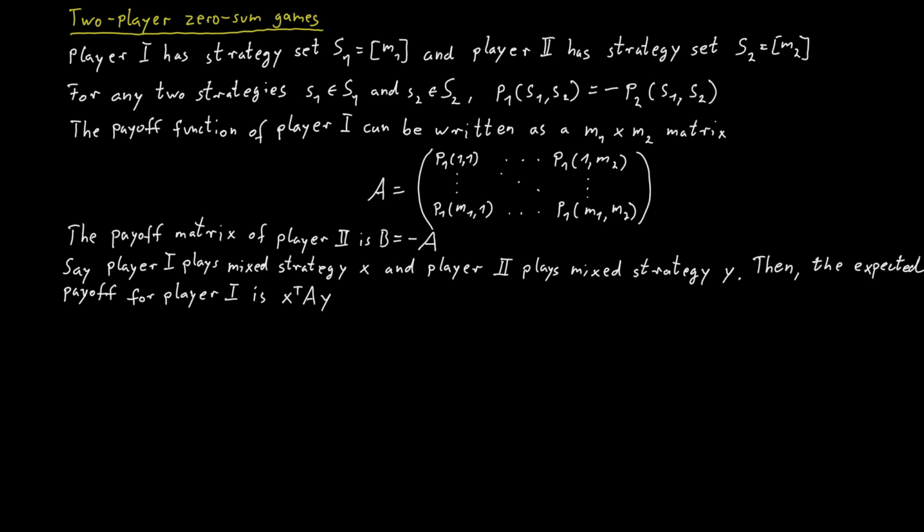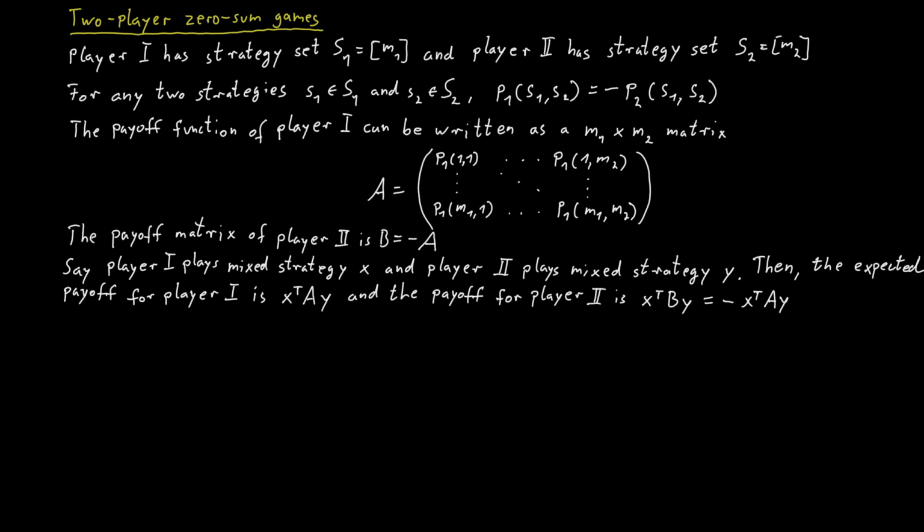We need to transpose X here so that the multiplications make sense, because we assume that vectors are column vectors at all times, but we need a row vector in this case. Of course, then the payoff to player 2 must be X transposed times B times Y, which just equals minus X transposed times A times Y.